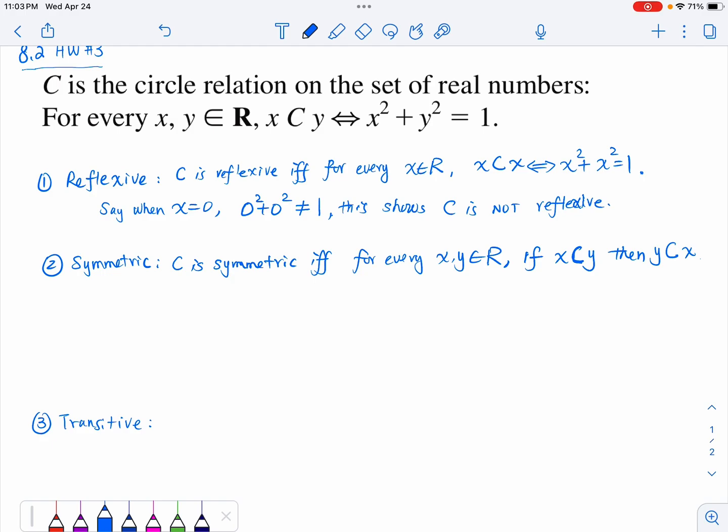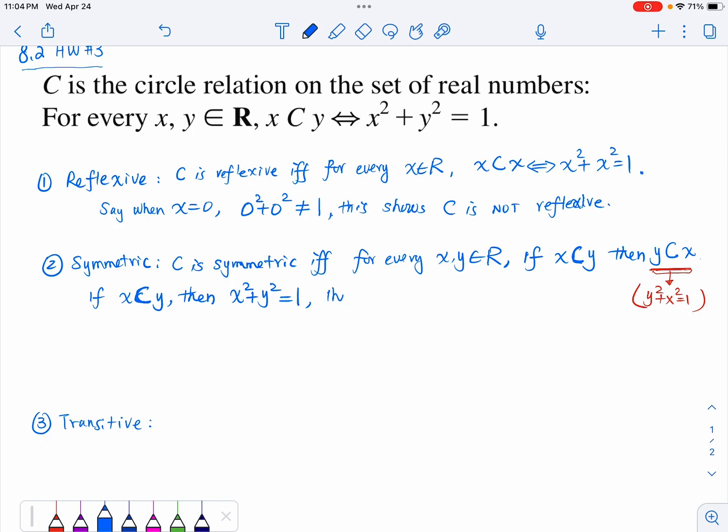So because we assume x C y, that means (x, y) belongs to the relation, then x squared plus y squared is equal to 1. Now look at what you want to show. What does it take for (y, x) to belong to the relation? If you look at this definition, (y, x) in this relation means y squared plus x squared equals 1. That's what it takes to conclude this. We already have that, so when this is true, definitely this is true because addition is commutative, right?